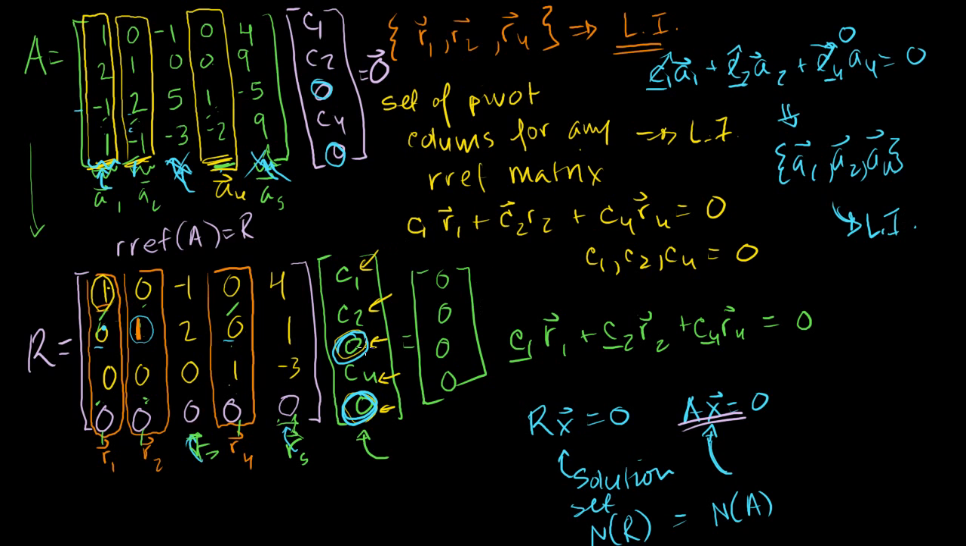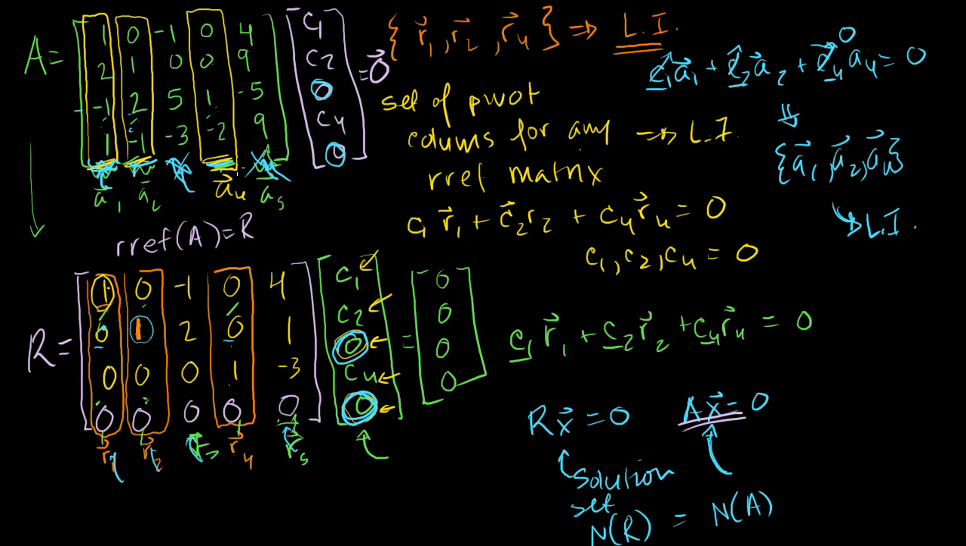So we're halfway there. We've shown that, because the pivot columns here are linearly independent, they have the same solution set. The null space of the reduced row echelon form is the same as the null space of our original matrix. We were able to show that the only solution to C1 times this plus C2 times this plus C4 times this is when all the constants are 0, which shows that a set of those three vectors are definitely linearly independent.